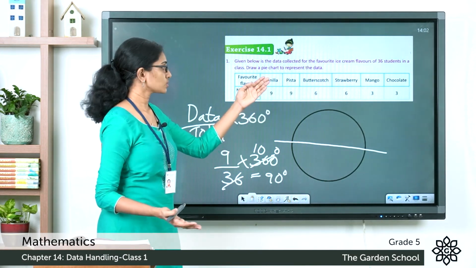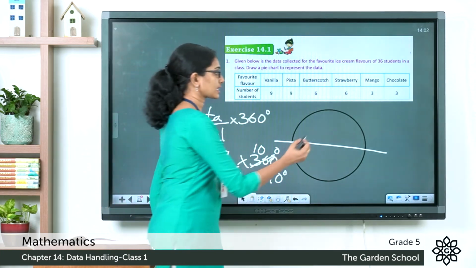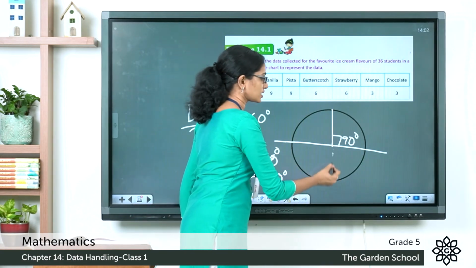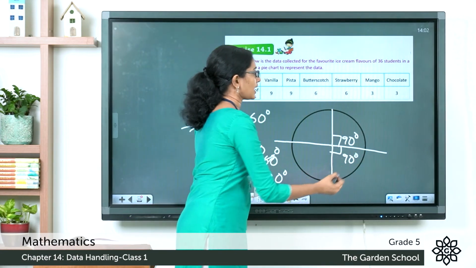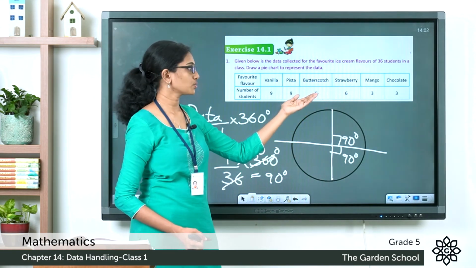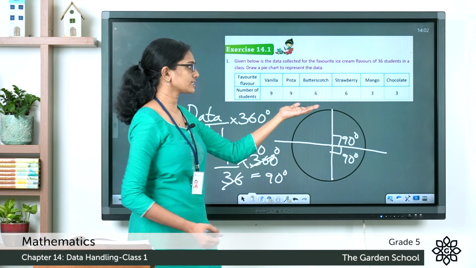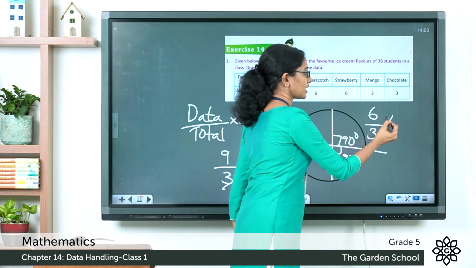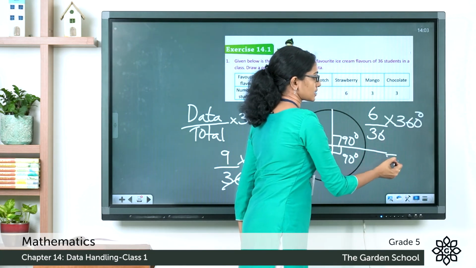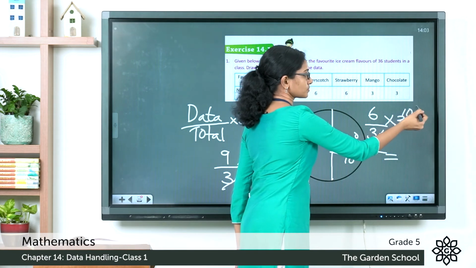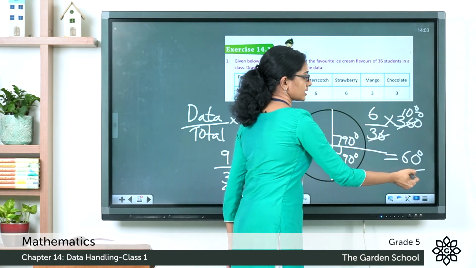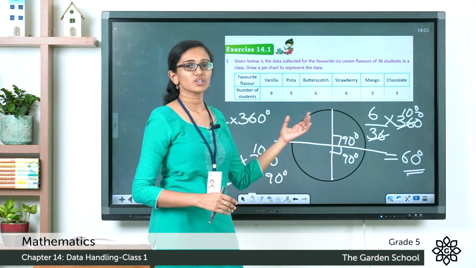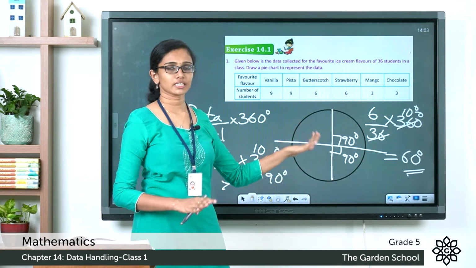So when you have to draw the sector corresponding to vanilla, you have to draw a sector which measures 90 degrees. Same is the case with pista. That will be another sector with an angle of 90 degrees. And what will be the angle of the sector corresponding to the number of students who like butterscotch? How would you find it? Just divide the data given by the total value, 36, into 360 degrees. That is equal to 10 into 6, which is 60 degrees. So the sector corresponding to butterscotch will have an angle of 60 degrees. You'll learn about all these in detail in your higher grades. Just keep this in your mind.